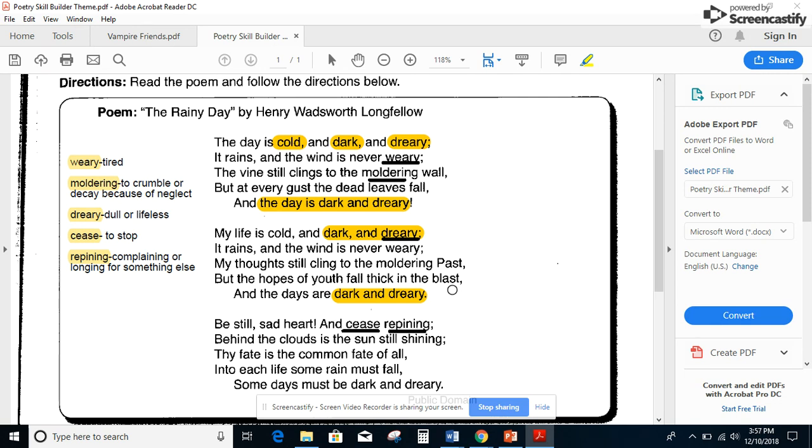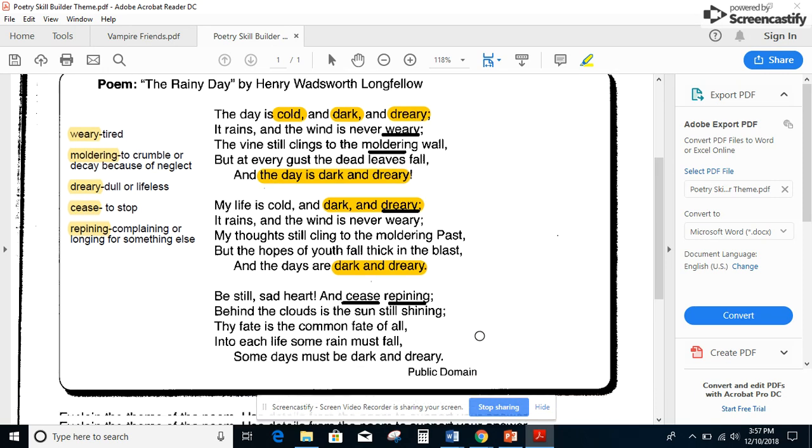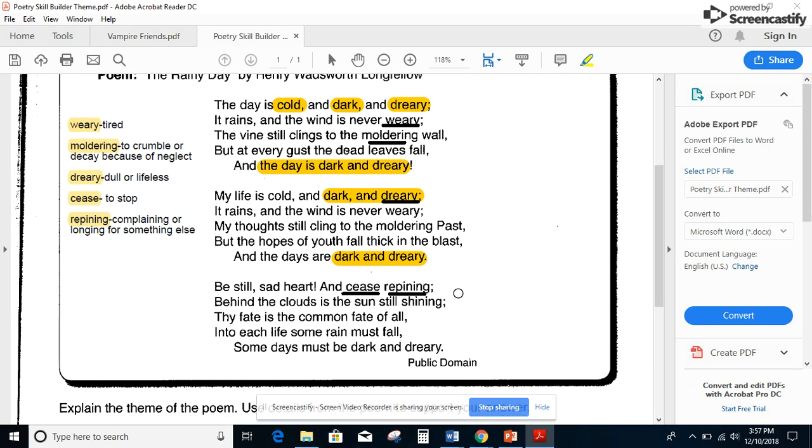It's not lasting, it's not growing. He doesn't have a whole lot of hope. Okay? And the days are dark and dreary. So let's move on to the third stanza. Be still, sad heart. Okay, so he's no longer talking to the reader, he's talking to his own heart. And cease repining. He's telling it to stop longing. He's telling it to get out of this past that he's stuck in.